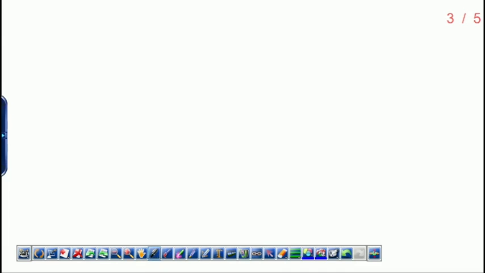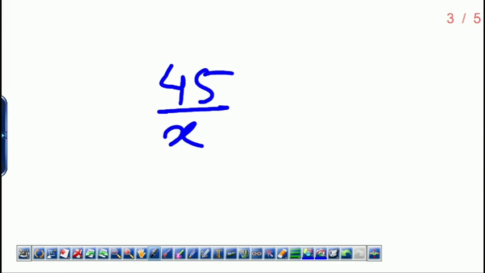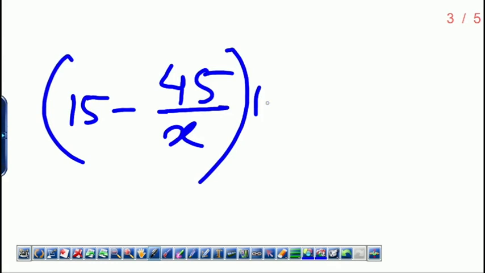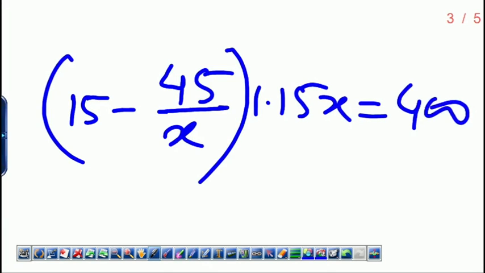Let the buyback price be X. So the number of shares bought back is 45 by X. You remember? We had 150 lakh surplus, out of which 30%, 45 lakh, we want to use for buyback. So number of shares remaining will be 15 minus 45 by X. And the share price after buyback will be 1.15x. So number of shares into market price should be 400 lakhs market cap. Solve for X. Of course you can do it, please.